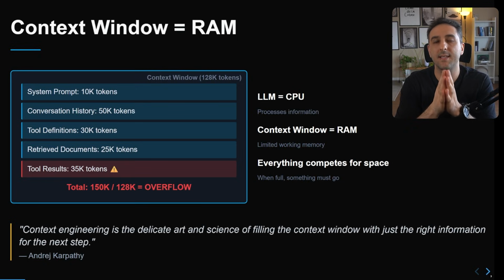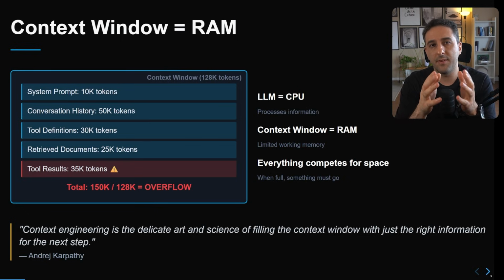Andrej Karpathy has a great analogy. It says, think of an LLM like an operating system. The model is the CPU and the context window is the RAM. Just like RAM, it has limited capacity and everything is competing for that space. Your system prompt, conversation history, tool definitions, retrieved documents, intermediate results, all of it lives there.